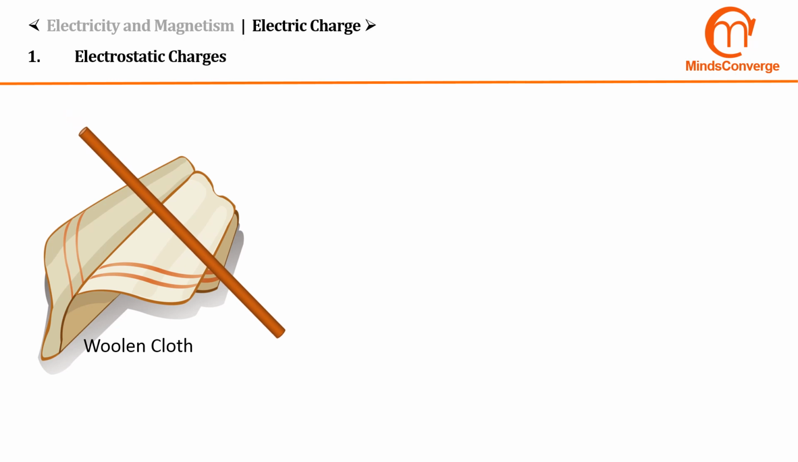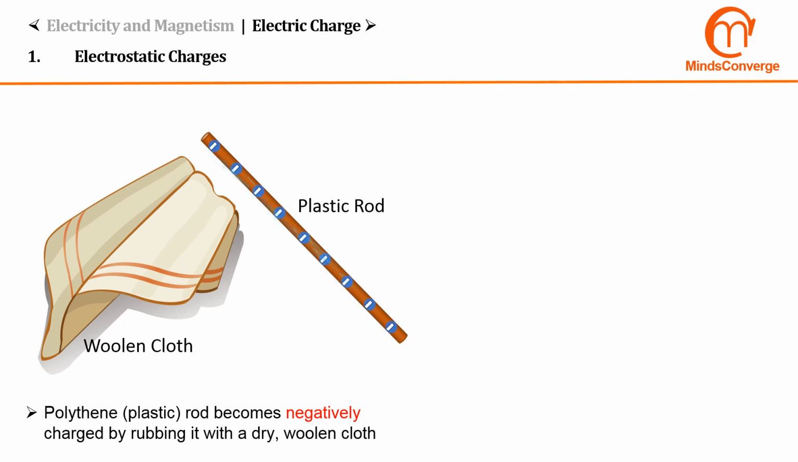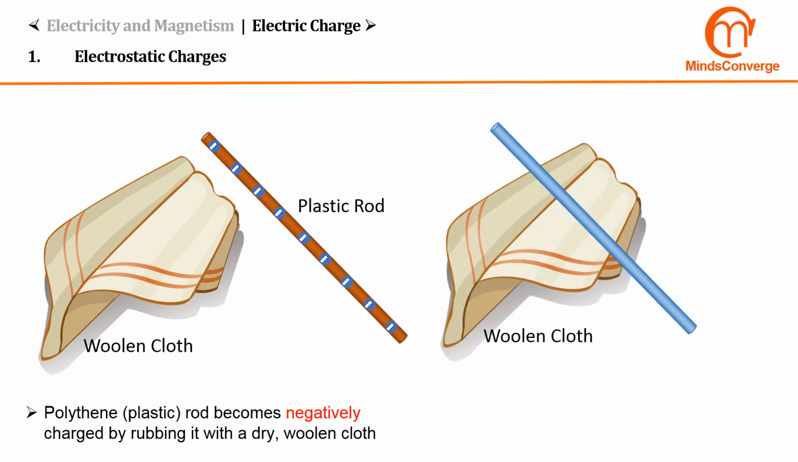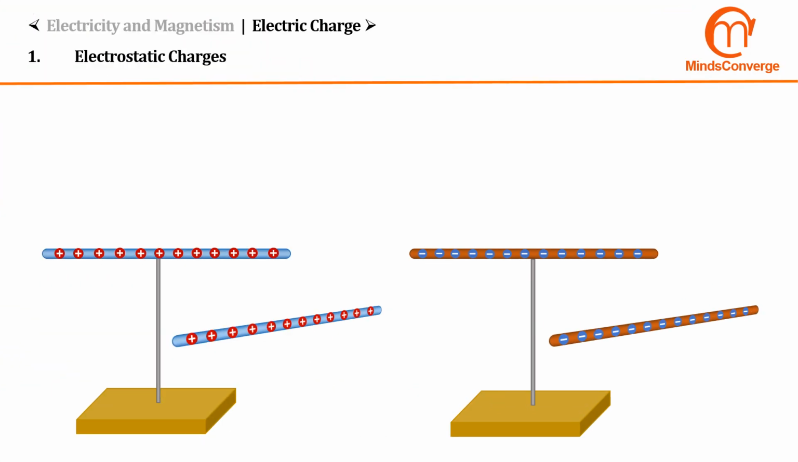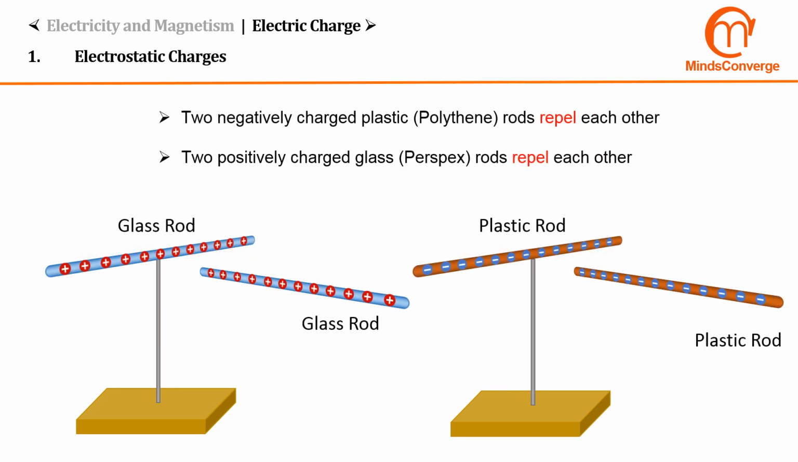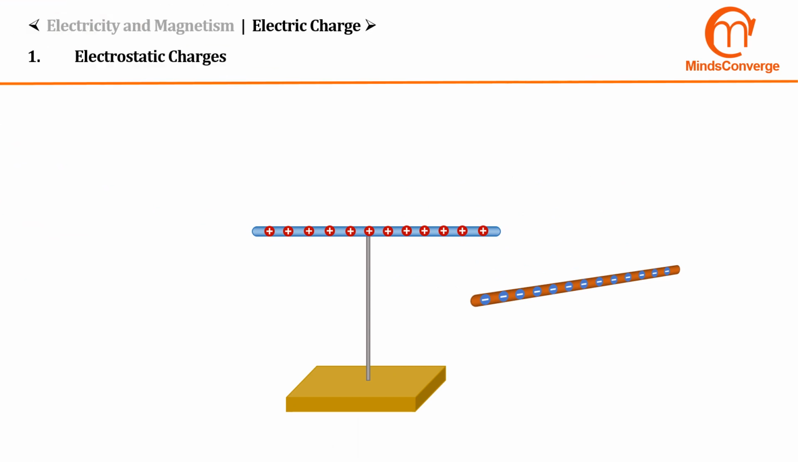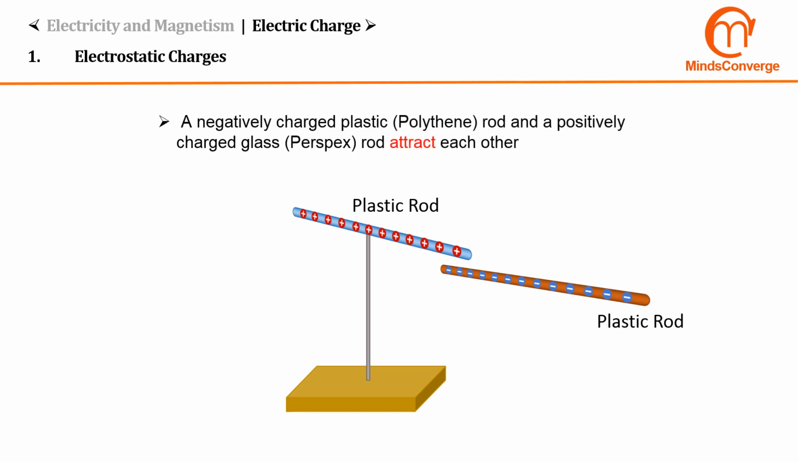When you rub a polythene rod or plastic rod with a dry woolen cloth, it becomes negatively charged. When you rub a perspex rod or glass rod with a dry woolen cloth, it becomes positively charged. When two positively charged glass rods or two negatively charged plastic rods are brought close together, they repel each other. However, when a positively charged glass rod and a negatively charged plastic rod are brought close together, the two rods will attract each other.